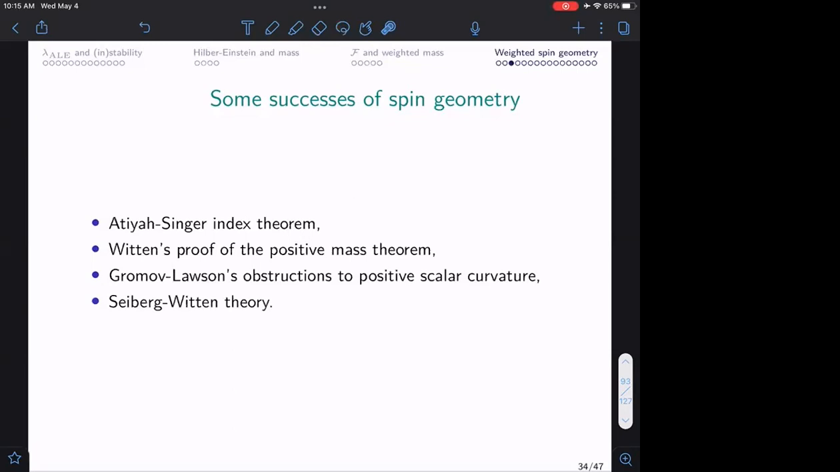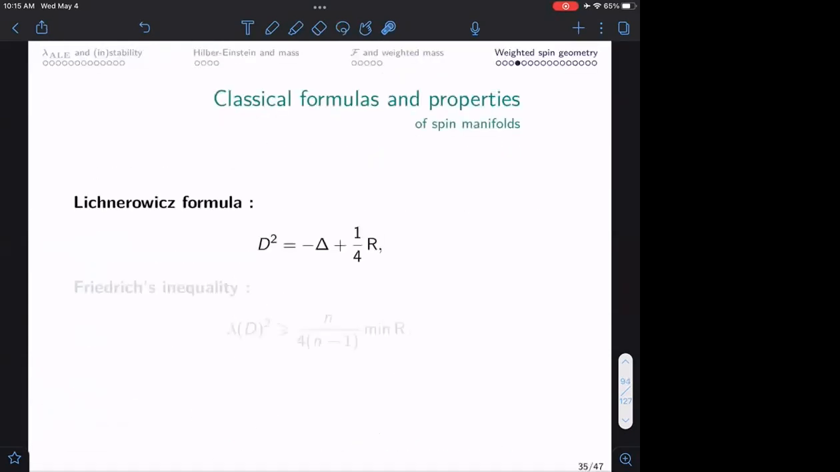And it turns out that, at least it seems, the weighted spin geometry is more natural than the unweighted one. But let me give you some nice formulas in the weighted case, where everything turns out to work very well together, and that for me really motivates this weighted scalar curvature of Perelman.